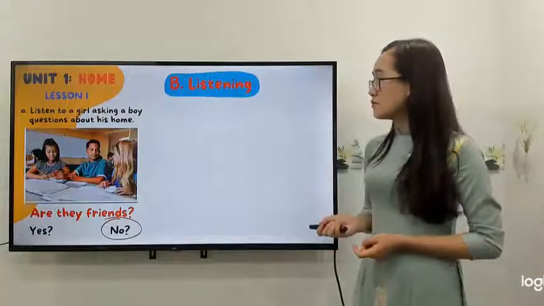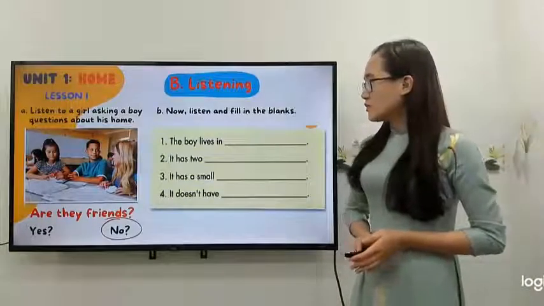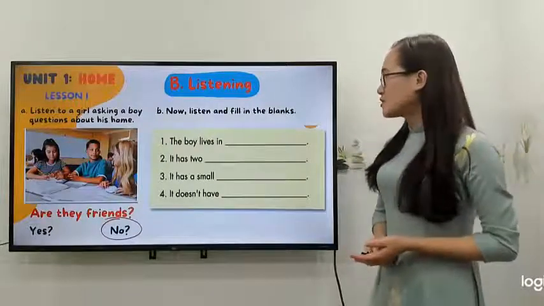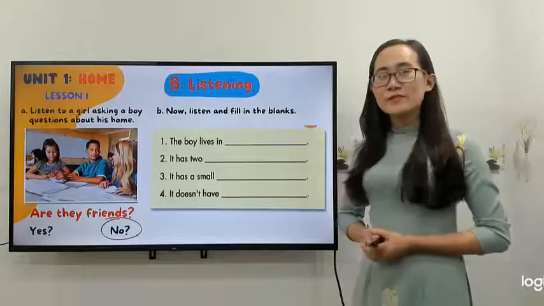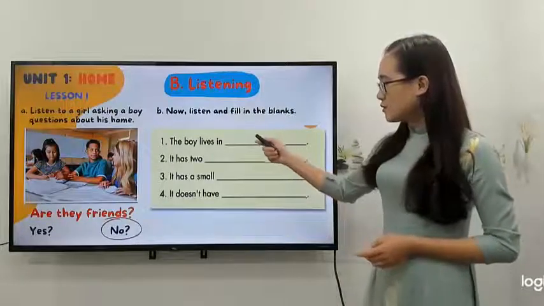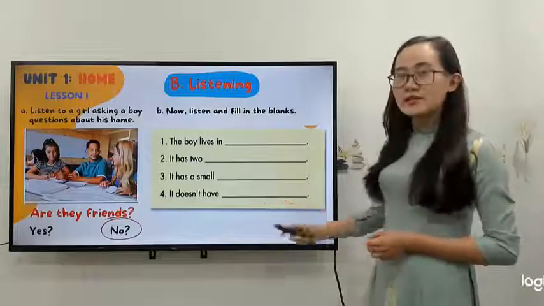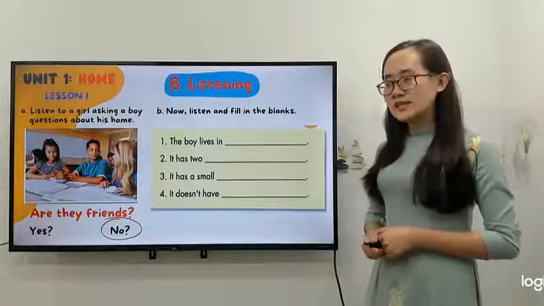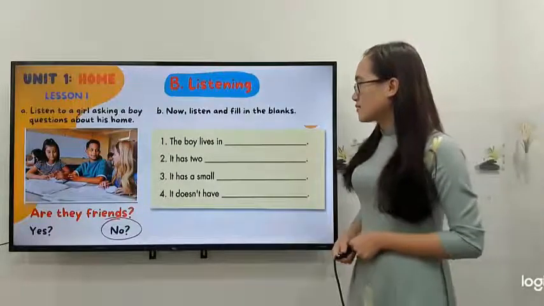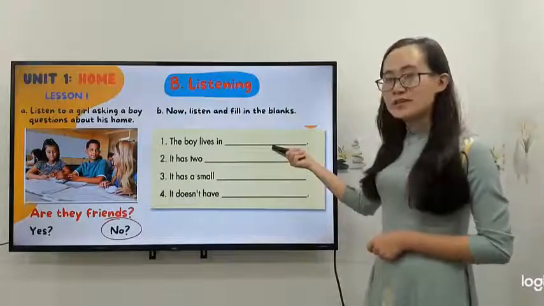And part 2. So let's move to the next part today. So now I want you to listen and fill in the blanks. Here I have number 1 to number 4, and there are 4 spaces here, and you have to listen and fill in these blanks. Number 1, the boy lives in. So where can the boy live?